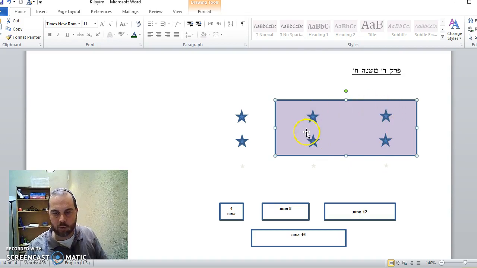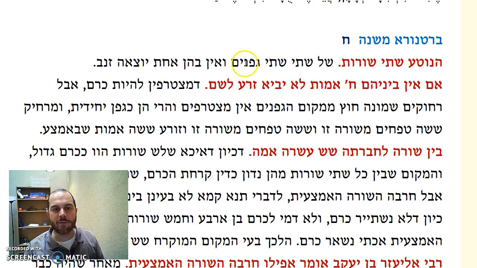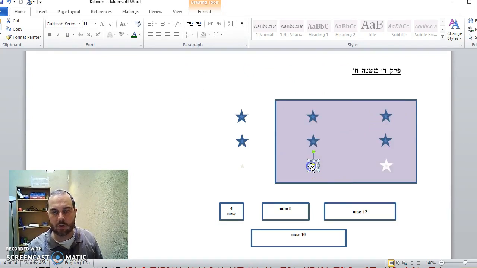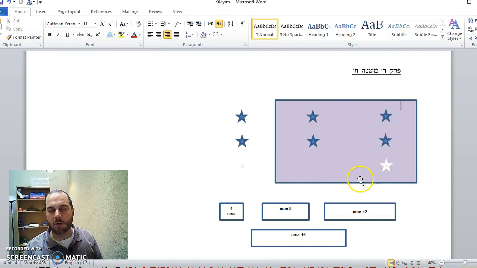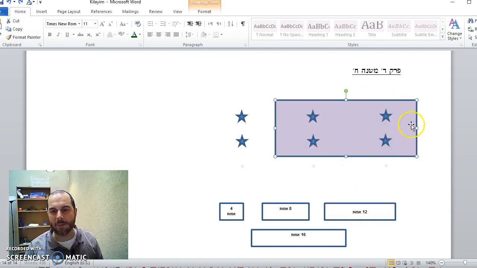Two rows of two. Let's look back at the Bartenura. Hanotea shtei shurot shel shtei gfanim. Two of two. Ve'ein behem achat yotzei zanav. So therefore, normally, remember we said that in order to have a vineyard, I had to have two. Let's just cut that out for a second. And achat yotzei zanav, and that's considered a vineyard. But here, the Bartenura says you're talking about two by two. And for some reason, the Mishnah is going to deal with the space in between.